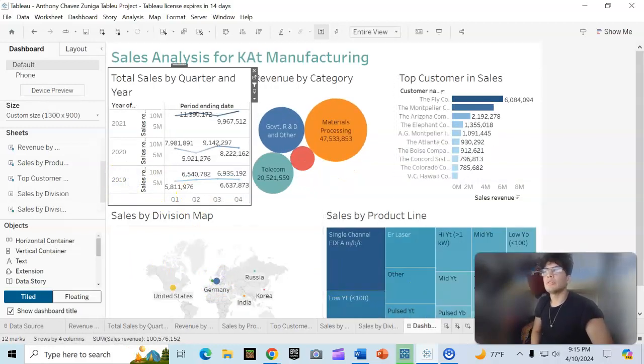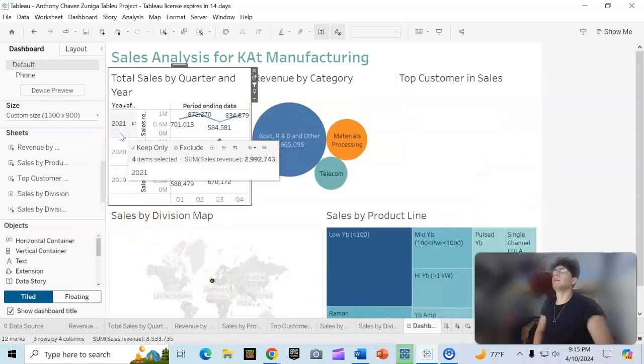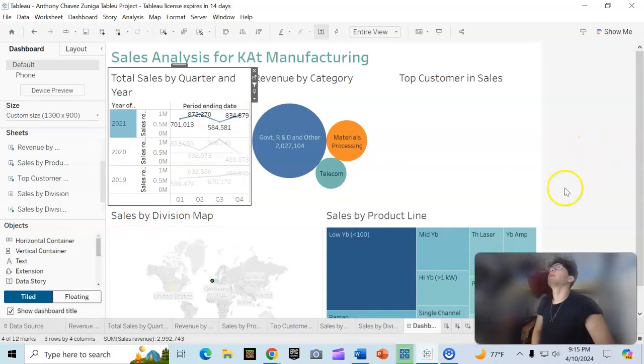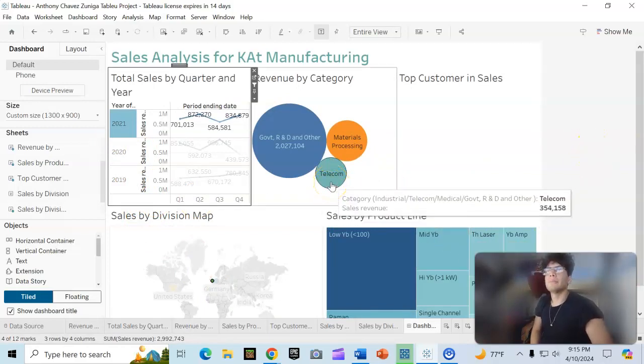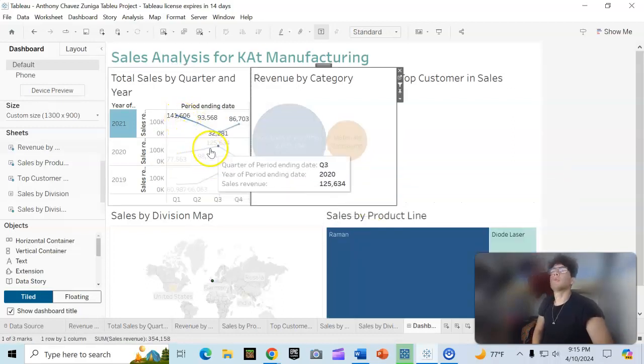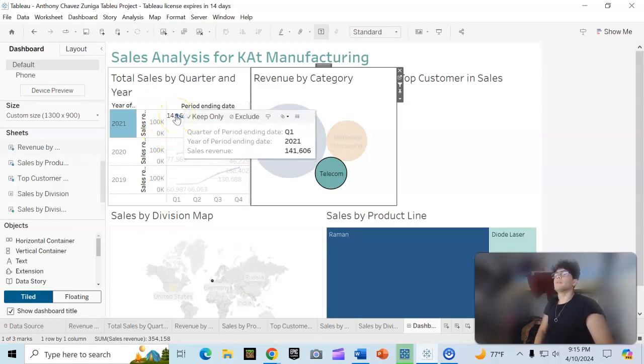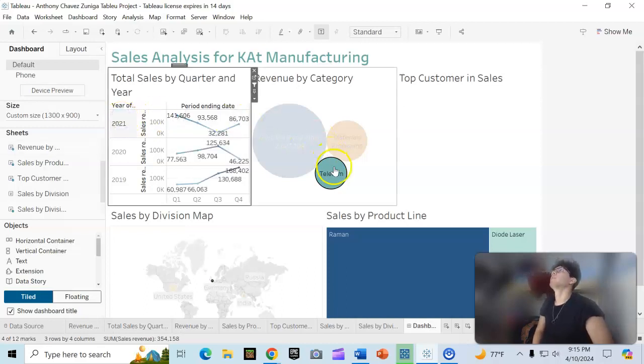Then we look for, in 2021, which quarter had the highest sales in the telecom category under the UK division, and what was the dollar amount? So we go to the UK division, we look for 2021, and we can see that in the telecom category, the highest quarter in sales was the first quarter of 2021, and the sales revenue was $141,606. We unfilter that.